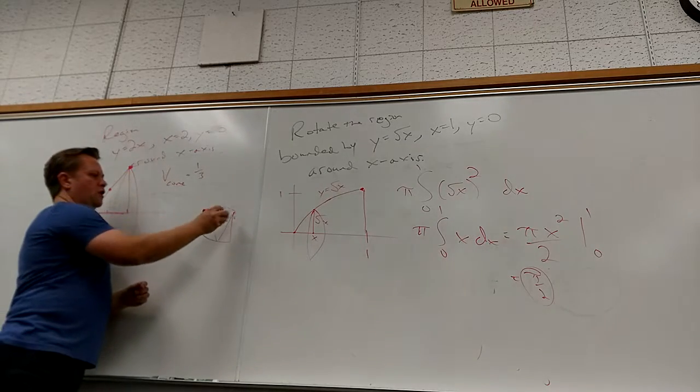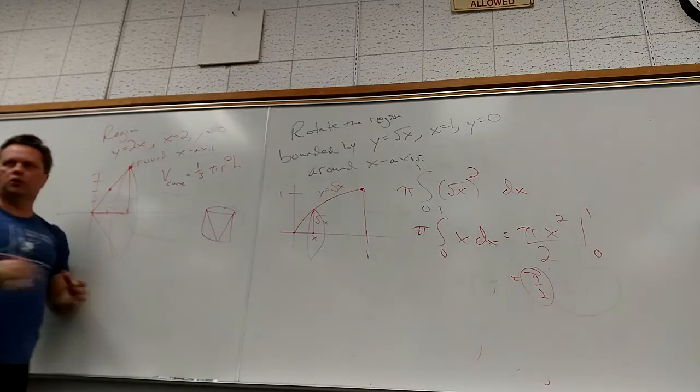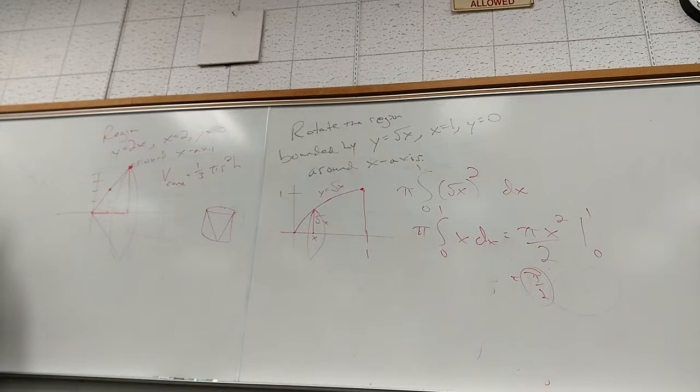But the volume of a cylinder is pi r squared h, and if I cut a cone out, I've cut 1/3 of it out. So the volume of a cone is 1/3. So the volume of any pyramid is 1/3 the shape it was cut out of.